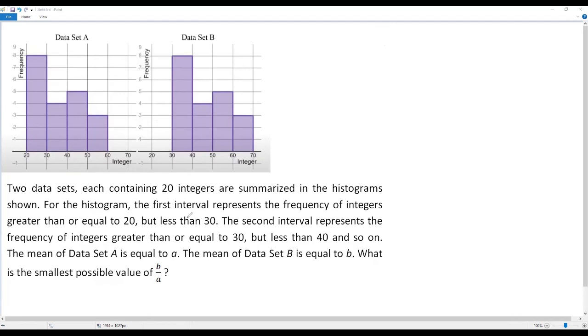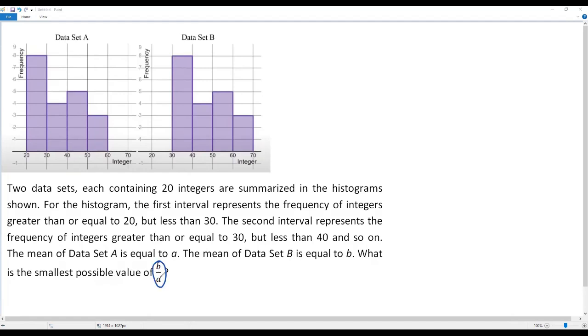For the histogram, the first interval represents a frequency of integers greater than or equal to 20 but less than 30. The second interval represents a frequency of integers greater than or equal to 30 but less than 40, and so on. The mean of data set A is equal to lowercase a. The mean of data set capital B is equal to lowercase b. What is the smallest possible value of B over A?